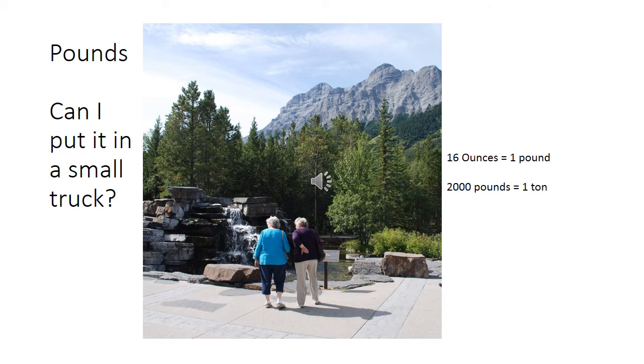Next, we have to decide what to use when we are weighing something that's bigger than what you can lift with one finger. We have a choice between pounds and tons. If you look at this picture, you'll see a lot of things that you can measure with pounds. The women are probably 150 pounds. We could put them in a small truck and the truck would not break, so we would use pounds.